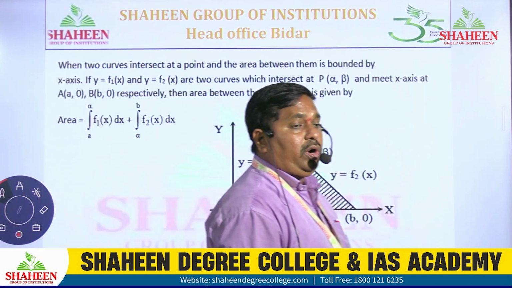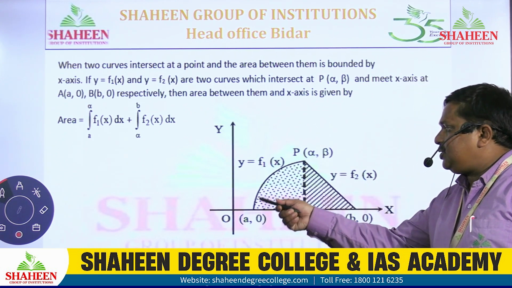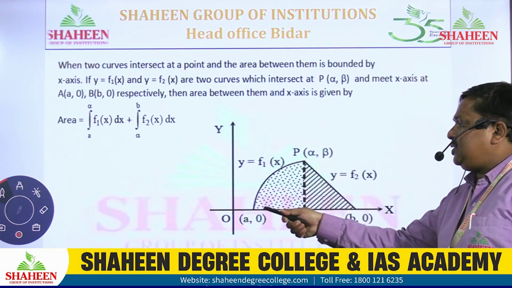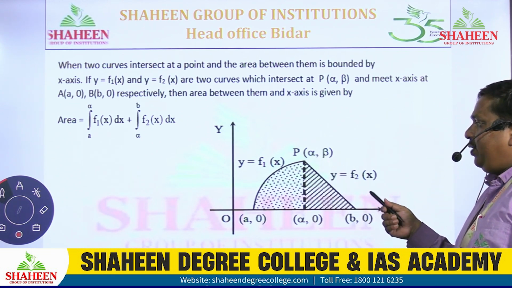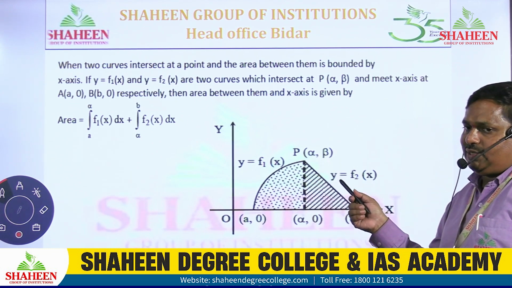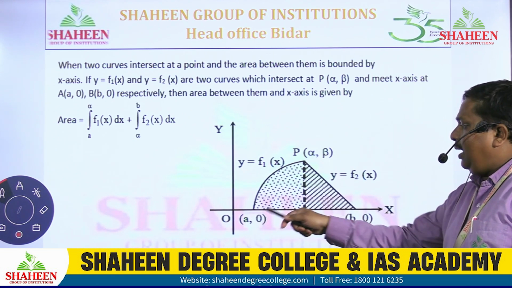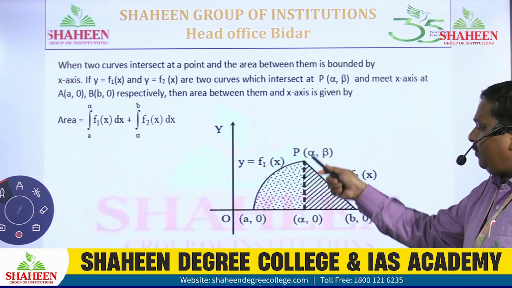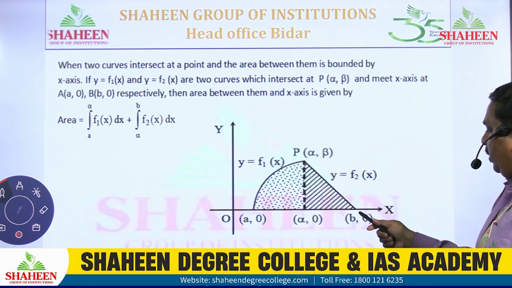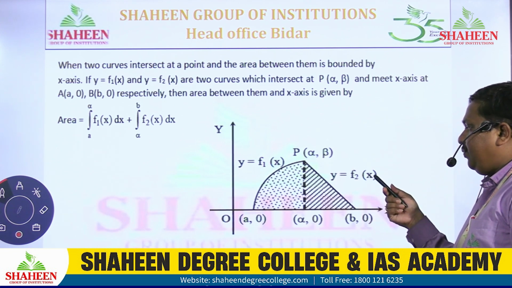We have two continuous areas and different curves. You can see that this is a bended curve, and this one is a straight line. We are finding the two areas. Here the first area is from a to alpha, and that is y equal to f1(x), and another area starts from x equal to alpha to x equal to beta, that is the straight line area, and that is y equal to f2(x).